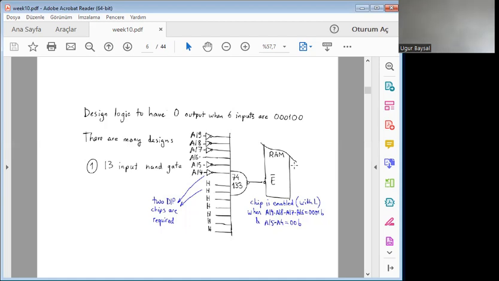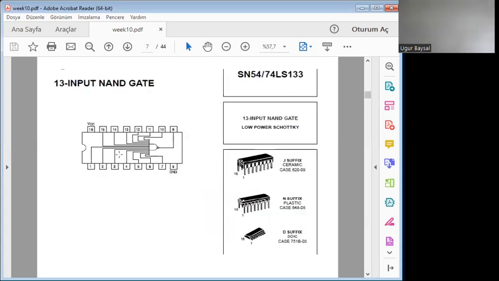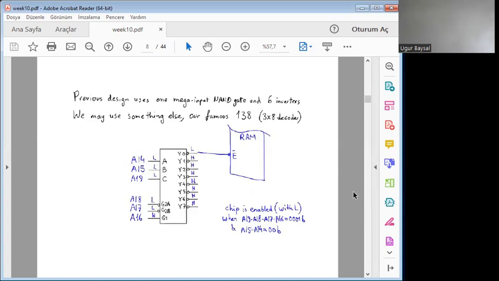The others should be high if we want to use a 13 input NAND, 74133. So that circuit definitely works fine, but it requires at least 2 integrated circuits, 74133 and 5 inverters. These inverters are 7408 or similar. So this is our first choice of NAND gate for address decoding to enable the RAM, as given in the previous diagram.